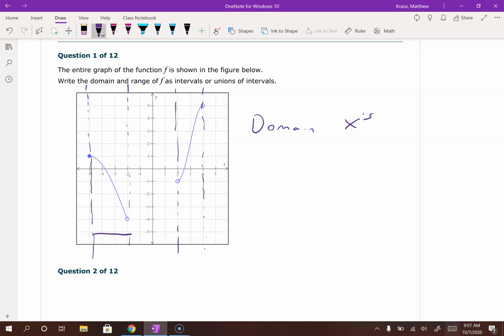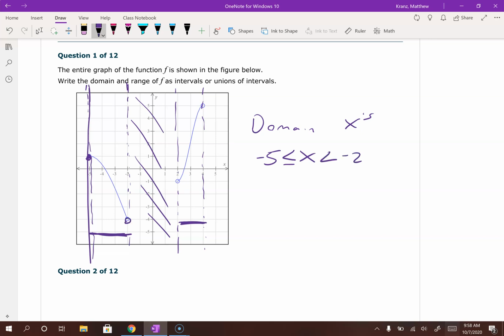And we see the x's only cover this area over here and this area over here, and they have this big separation in the middle. So our domain basically is going to be x is greater than or equal to -5, because it's a solid circle. And you see it goes all the way up to -2, but has an open circle, so it doesn't include it. So we have -2.